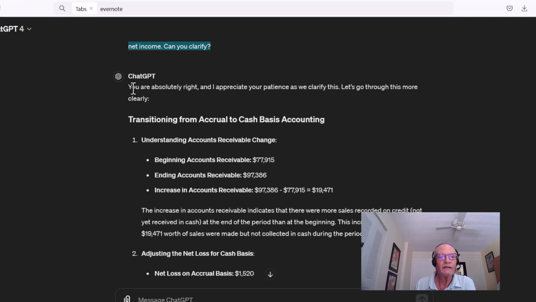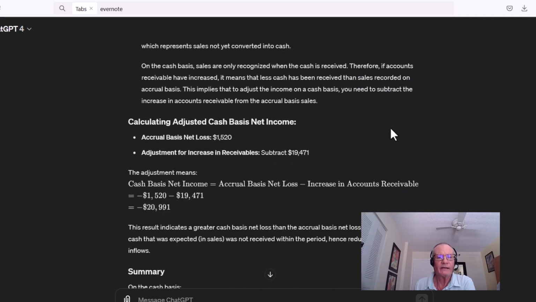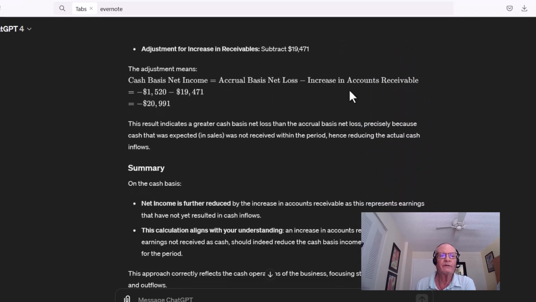So how does it respond? ChatGPT responds, "You are absolutely right, and I appreciate your patience as we clarify this. Let's go through this more clearly." So here we go, and they go through the explanation, the reasoning, and then here's the formula that they give us.